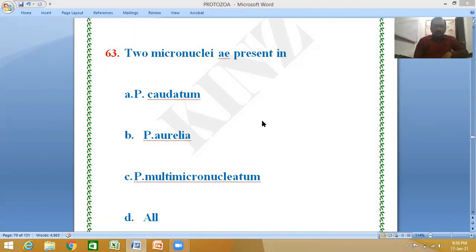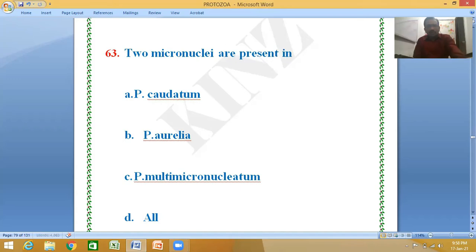Question number 63. Two micronuclei are present in Paramecium aurelia. In Paramecium aurelia, two micronuclei are present.